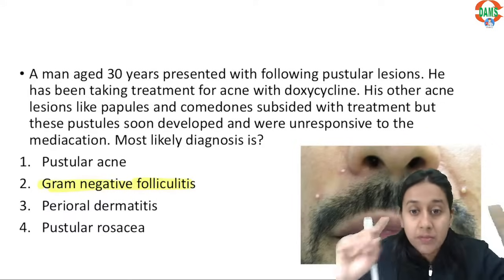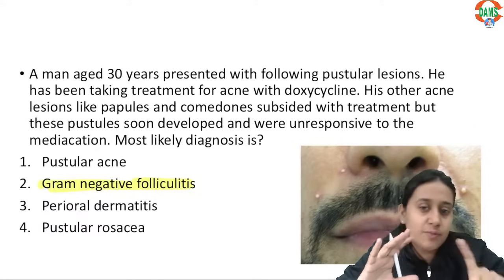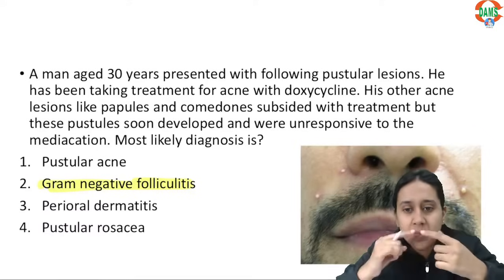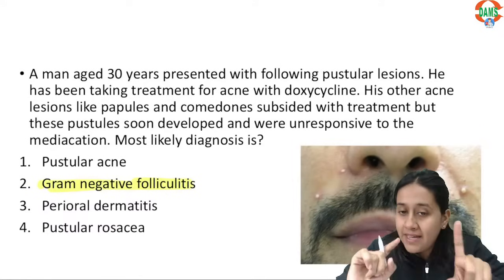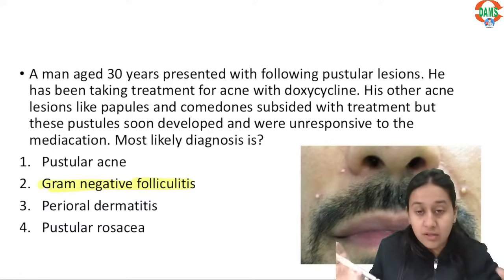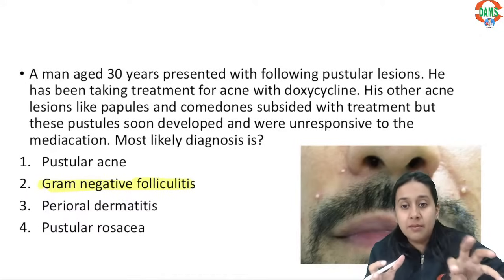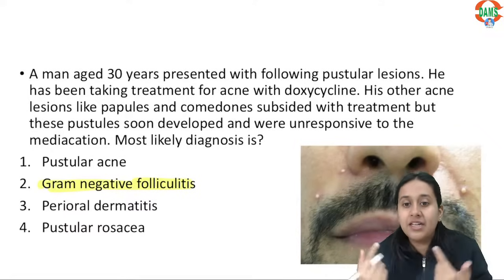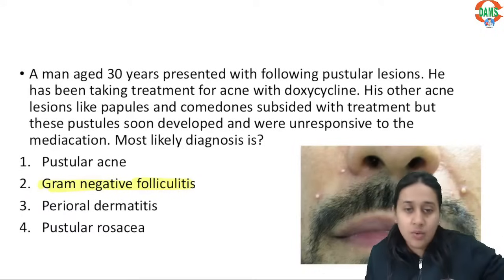Okay, this is not pustular rosacea. This is not pustular acne. If it is acne, it should respond to doxycycline. And it is not perioral dermatitis, because perioral dermatitis very classically occurs around or near the margin, sparing the margin but very close to it. So the answer here is gram-negative folliculitis. Simple logic. You're giving a narrow spectrum antibiotic. That antibiotic will take care of only a very limited number of organisms. The gram-negative organisms will not be taken care of, and these organisms will slowly start growing on the skin.